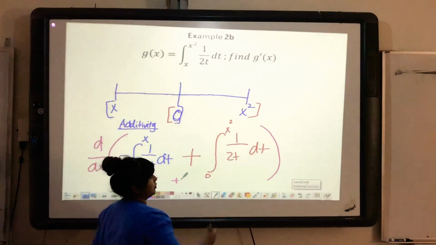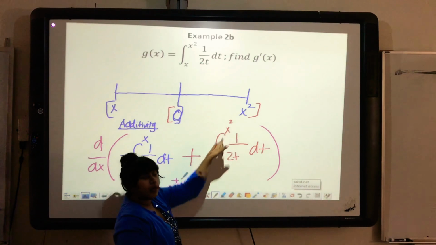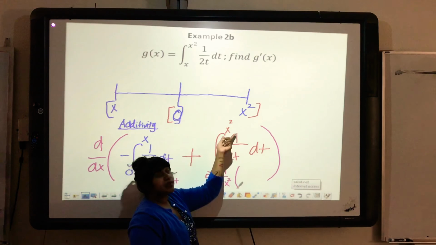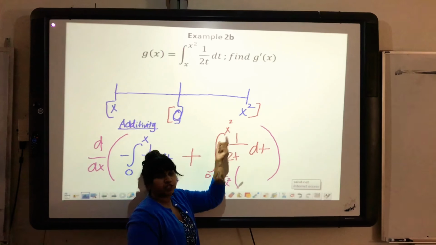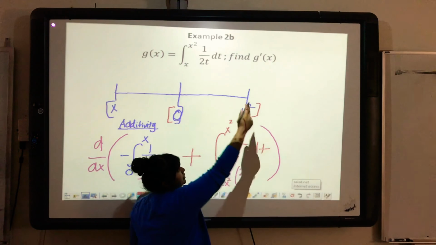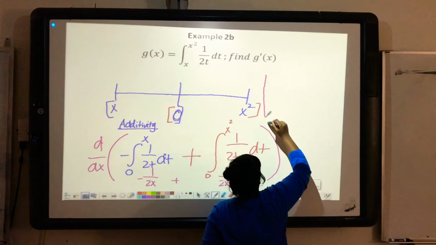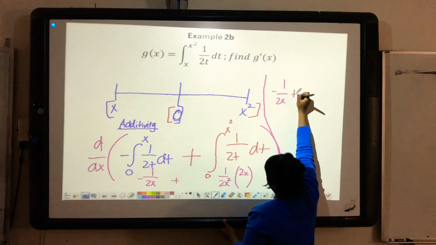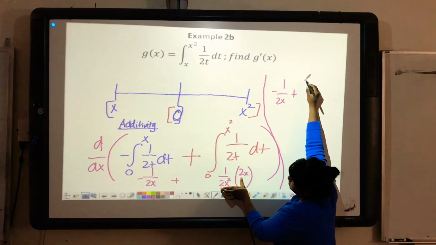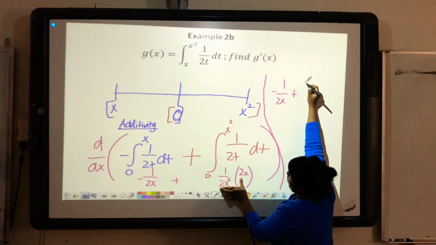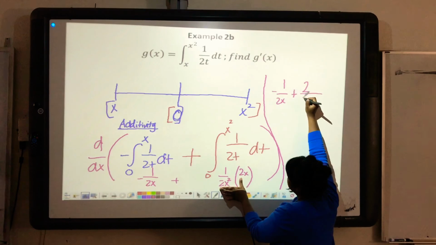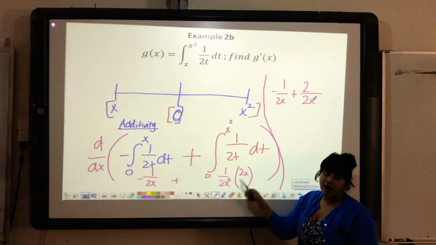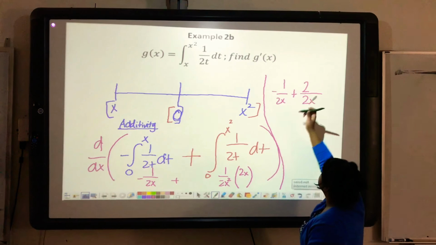plus, and then this section right here, 1 over 2x squared times the derivative of b. So the derivative of x squared is just 2x, so it becomes 2x. I'm going to do the rest up here since I'm running out of room. Okay, so this becomes negative 1 over 2x plus, and here I'm going to do 2 over 2x. What I did is I got rid of one of the x's. I had one x up top and two x's on bottom, so I got rid of one of the x's.